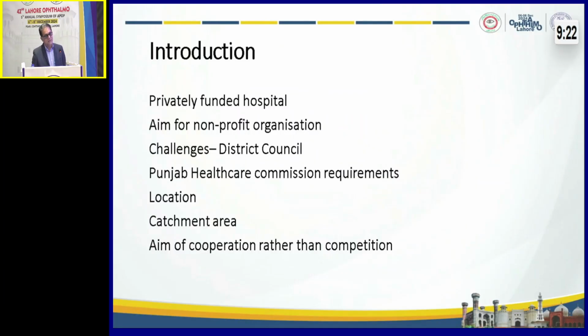So I started a small unit, privately funded as a building. The aim was, and is, to build a non-profit organization. There are lots of challenges with the district council, the Punjab Healthcare Commission requirements, and the location. I wanted it just outside the town, where I could afford to build it on my father's agricultural land. The catchment area included parts of the town and the more rural areas, which were not really accessible, and people were not able to go to the bigger surrounding towns unless they attended a usual consent.